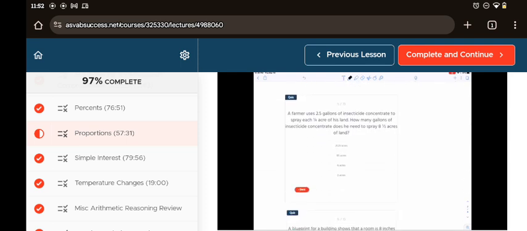Okay, number 5. A farmer uses 2.5 gallons of insecticide concentrate to spray each quarter acre of his land. How many gallons of insecticide concentrate does he need to spray 8.5 acres of land? So let's set it up. 2.5 gallons is equal to a quarter acre. X gallons is equal to 8.5 acres.